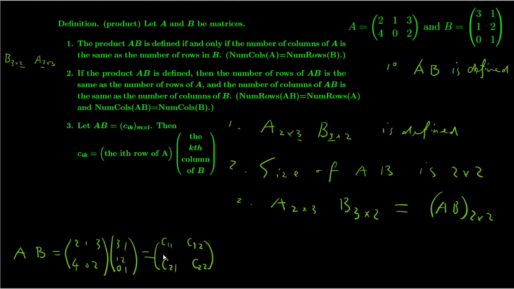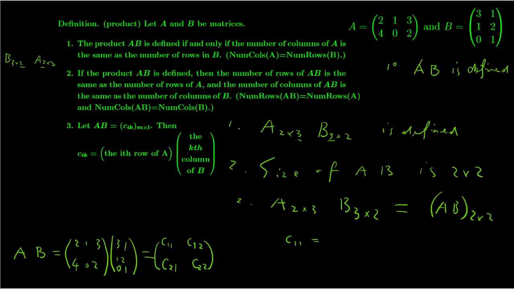I will tell you 2 numbers. You tell me 2 other numbers. I will tell you C11 and C21. To get C11, you use the first row in the matrix on the left, corresponding to that one, and the first column in the matrix on the right. You multiply that row and that column. In this case, C11 is computed by multiplying the first row in matrix A, the first column in matrix B.